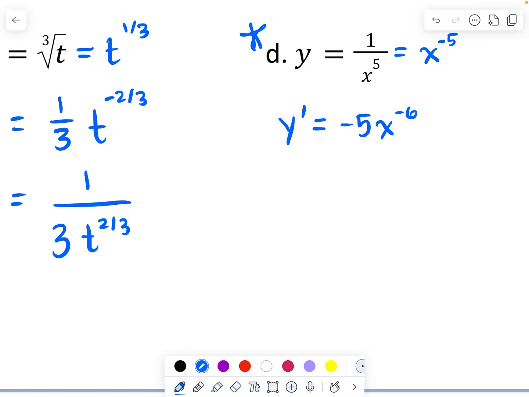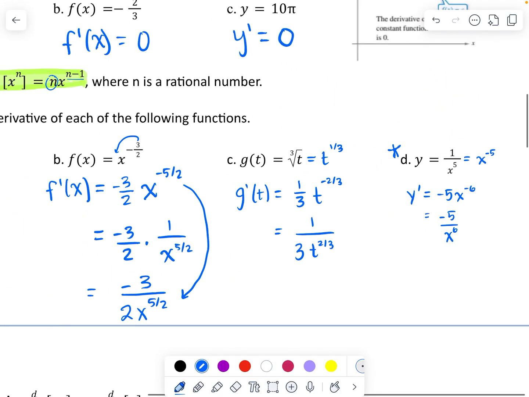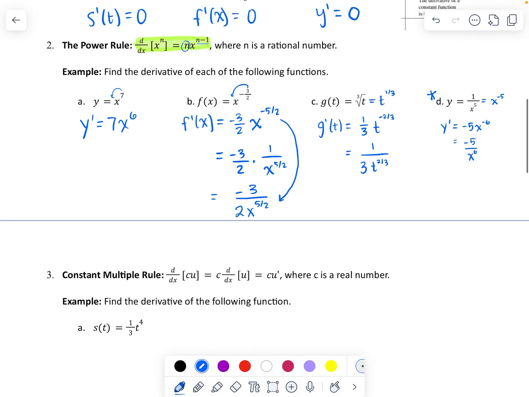Okay, sorry, crisis. So this is going to become negative 5 over x to the 6th power. And that's the final answer. So there you have the power rule.